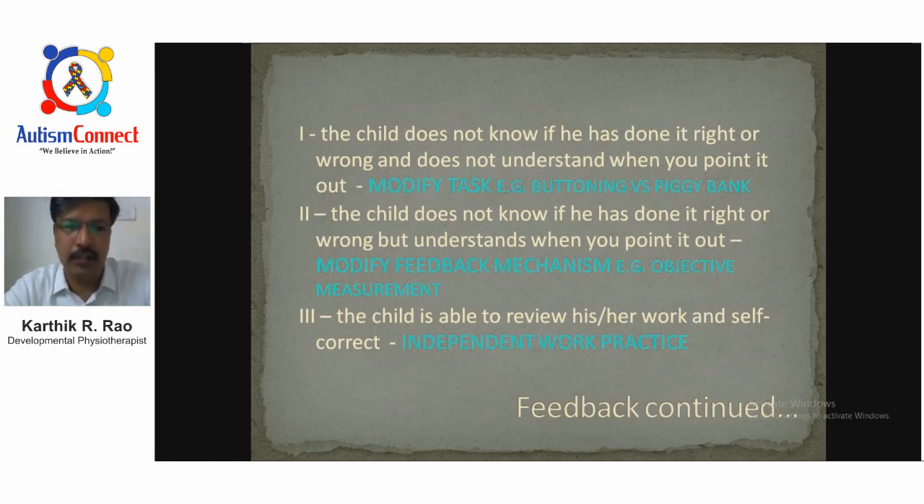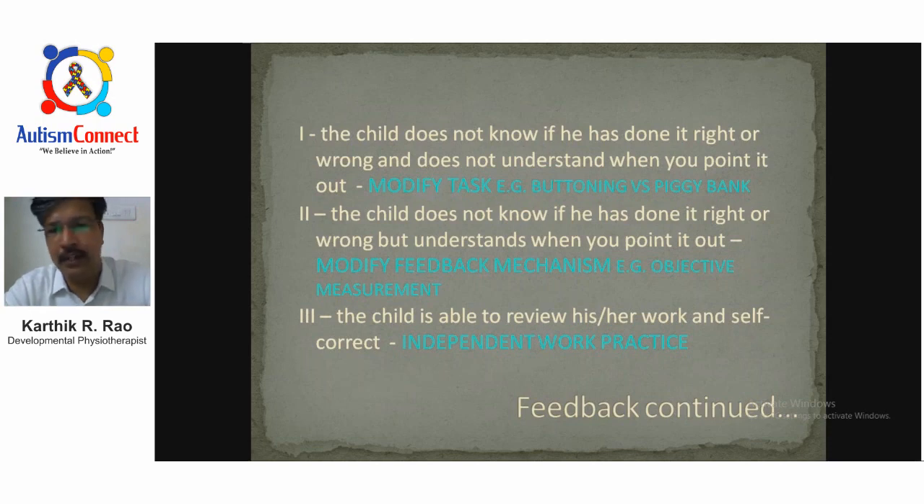In such a case, the first thing you have to do is modify the task. So change the task. Don't give the same task because the child is not at a level of understanding the demands of the task. Example, if you're trying to do buttoning and the child is not looking at the buttonhole and trying to insert the button, instead of telling him to look down and concentrate on that, the first thing I would like to see is, can he put a coin inside a piggy bank? These two are very similar tasks, but putting a coin inside a piggy bank is much simpler and easier compared to buttoning. But if that skill is not achieved, I cannot go on to buttoning. So that is where I would like to start.